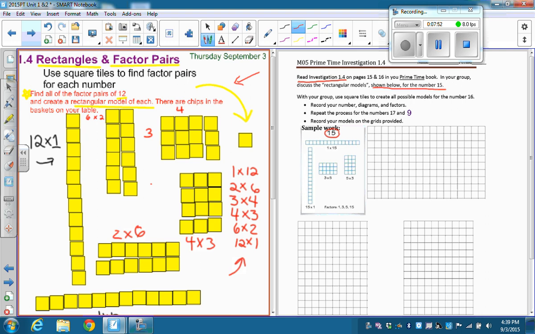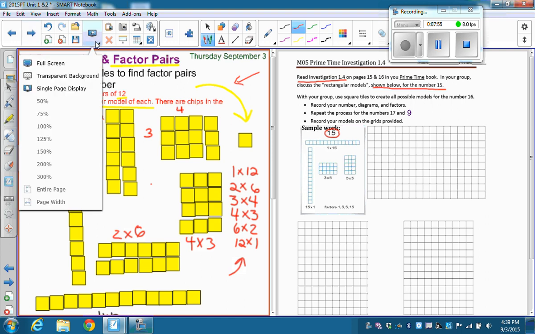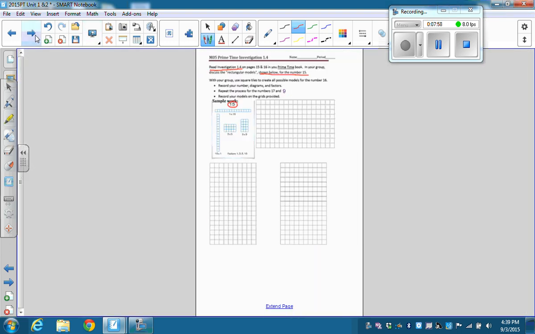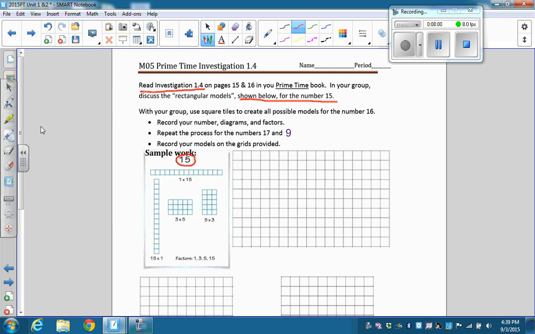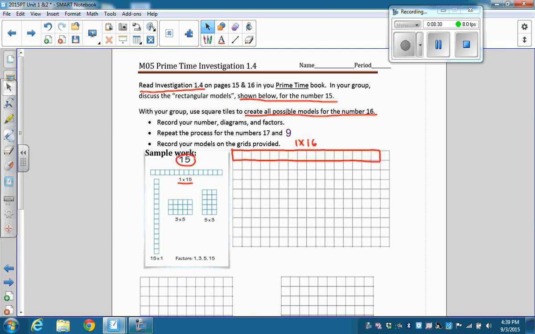Okay? And so we are supposed to create, so we'll go to a bigger display here, all possible models for the number 16. And remember, I kind of didn't make my chart big enough, but there's 17 little boxes here. So I did this. You guys are going to help me with the other ones. This one's kind of boring, right? That's a 1 by 15, so this is a 1 by 16. And then you're supposed to draw the other one, and I'm going to cheat a little bit.